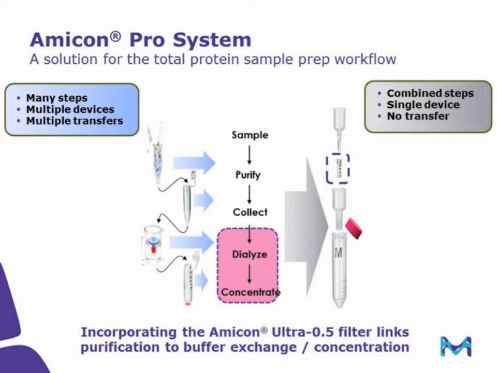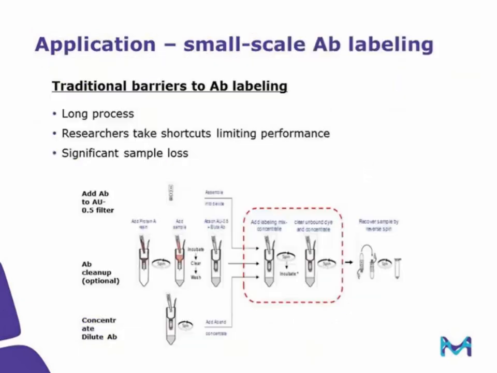The Amicon Pro device is an adaptable centrifugal device coupling resin-based affinity purification with downstream sample concentration and buffer exchange. By condensing the protein preparation workflow into one device, the Amicon Pro eliminates the need for multiple sample transfers, thereby minimizing protein loss. This capability was made possible through incorporation of the Amicon Ultra 0.5 ml filter into the larger Amicon Pro device. Now let's look specifically at how and why the Amicon Pro is well suited for small-scale antibody labeling applications.